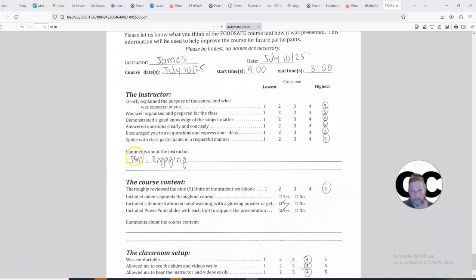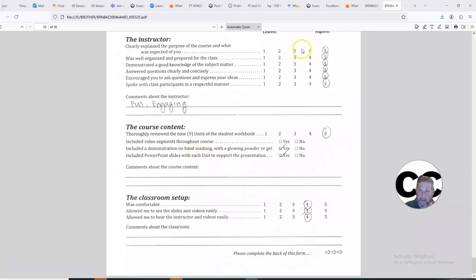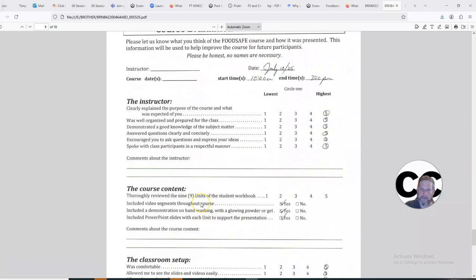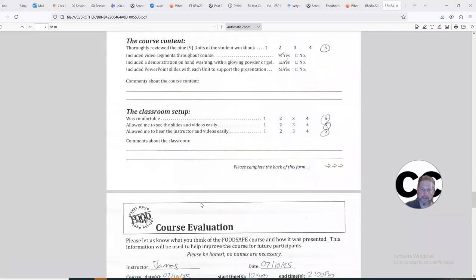Now, you'll see this term here with the comments about me, fun and engaging, which is great to hear, but also because I've developed some games and interactive exercises, it shows that it is producing a positive response, and they are finding it engaging. Well, I'm getting a lot of 5s, which is good, but the classroom setup where I was teaching, they obviously did not like as much. Let's look at a couple others here.